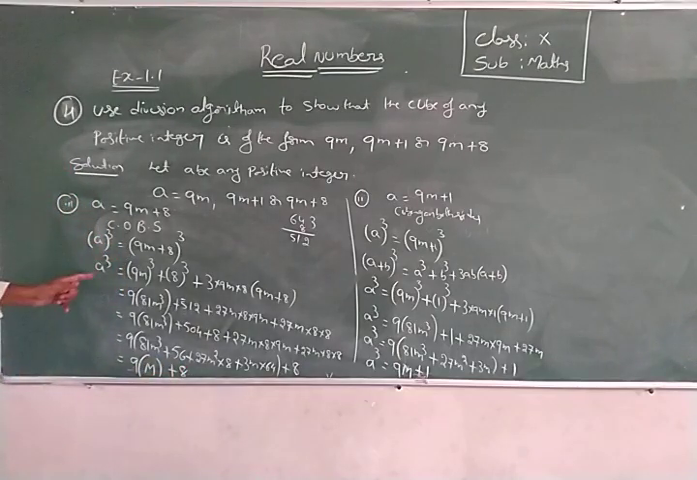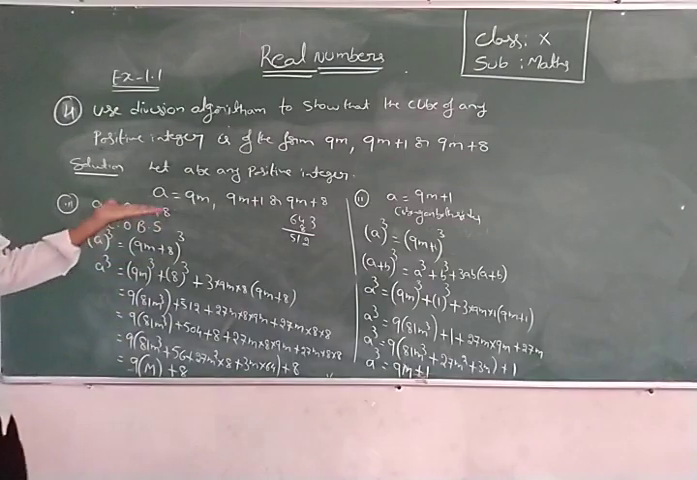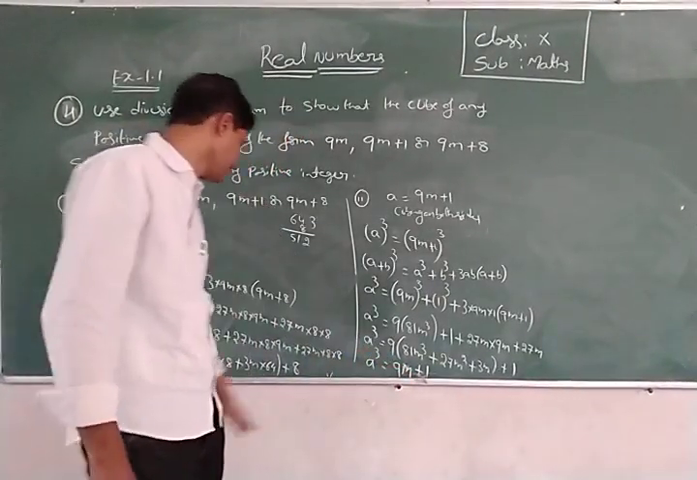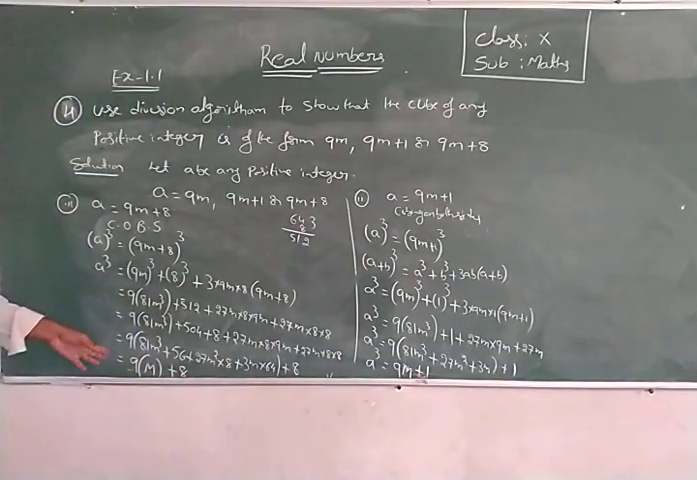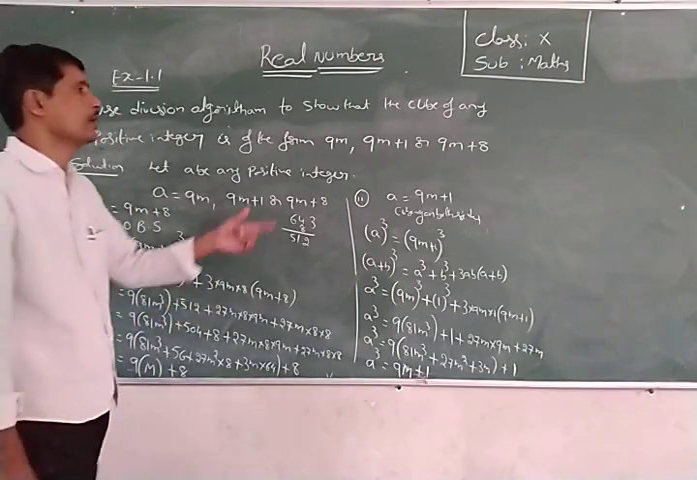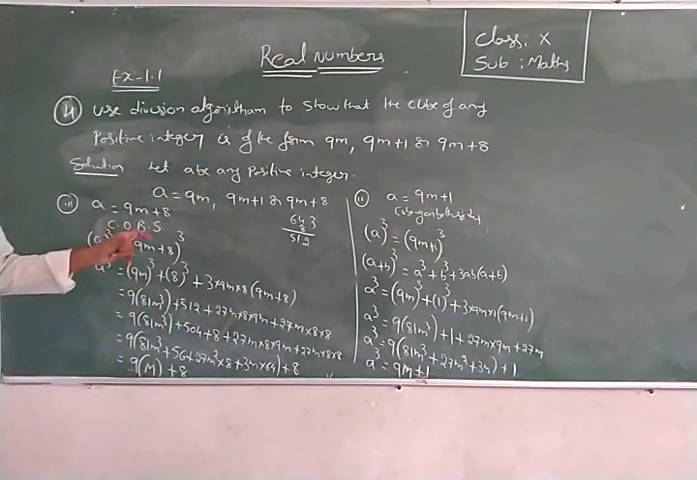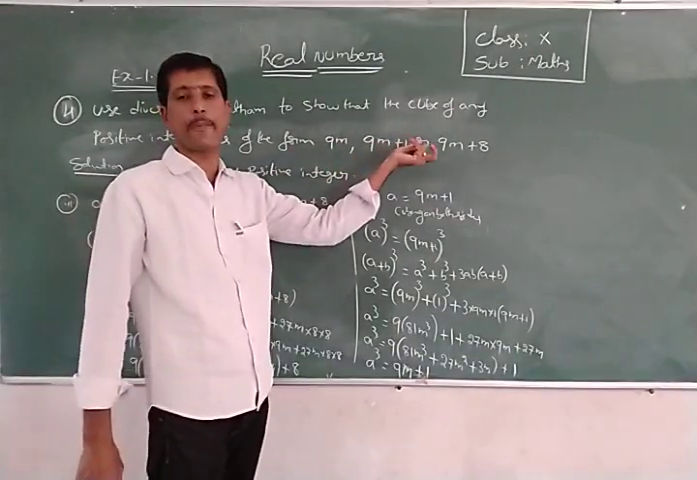Therefore, in all three cases: the first one is 9m plus 1 whole cube, which can be written as 9m. Next, 9m plus 1 again, cubing on both sides, therefore a cube equals 9m plus 1. Next, the third one is 9m plus 8, again a cube equals 9m plus 8, where m is any positive integer. Again, writing the statement for the above three cases: the cube of any positive integer is of the form 9m, 9m plus 1 or 9m plus 8.